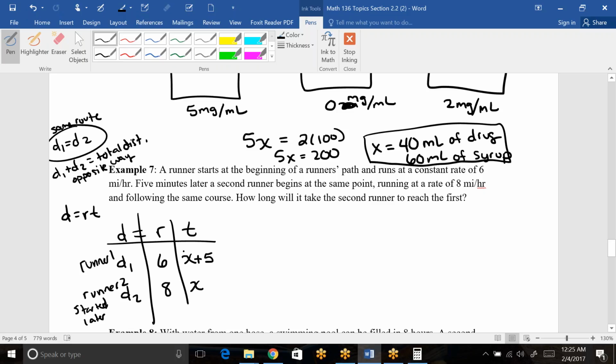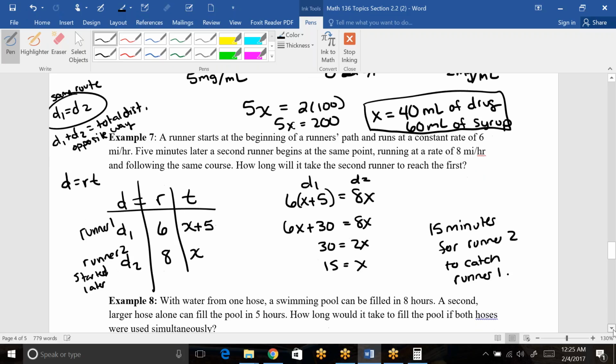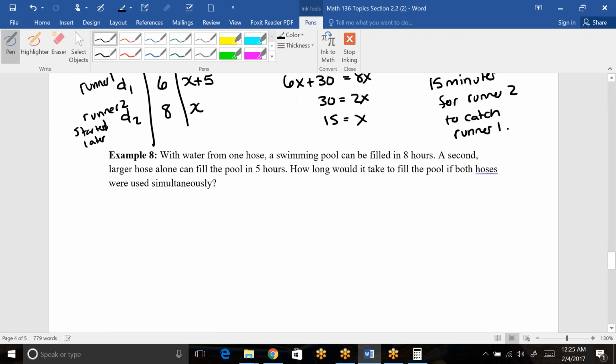Now, because this is D1 equals D2, you just need to multiply the R and the T together and set them equal for both people. So D1 equals D2. We distribute. I would subtract my 6X over, divide by 2, and it looks like it takes 15 minutes for runner 2 to catch runner 1. Okay, so that's a distance problem. So that's another type of problem you can encounter.